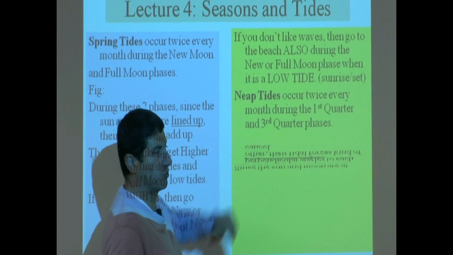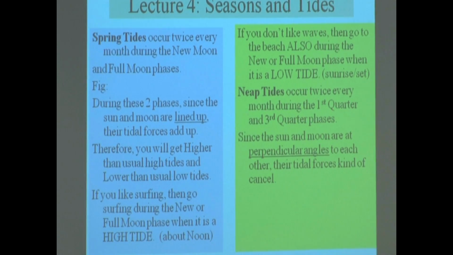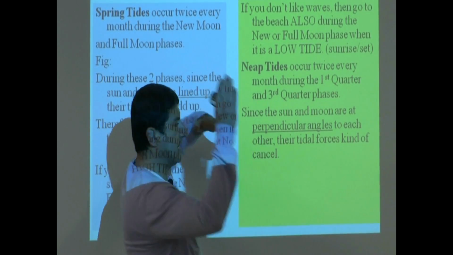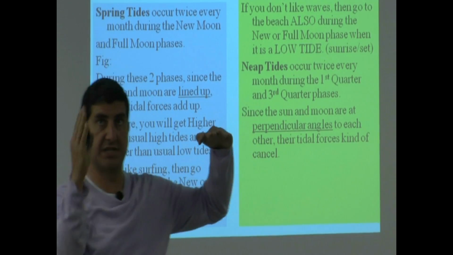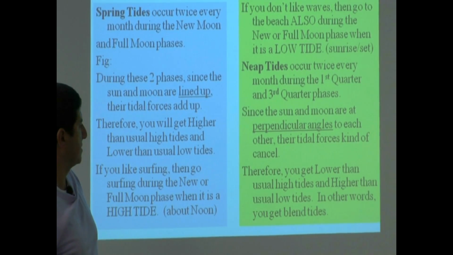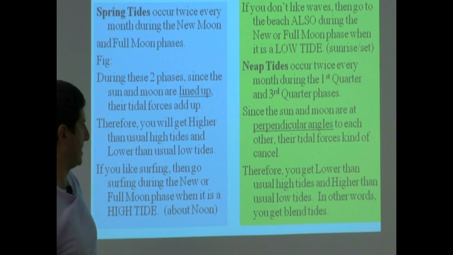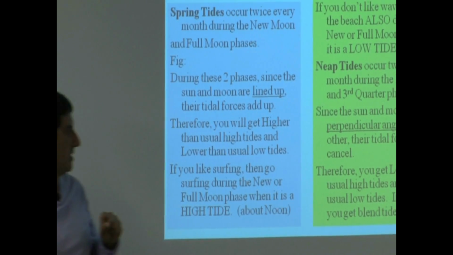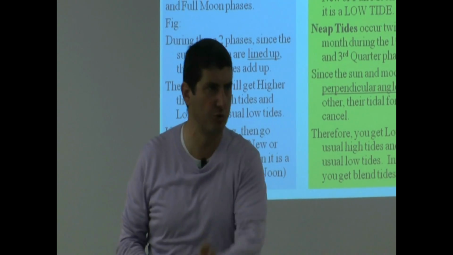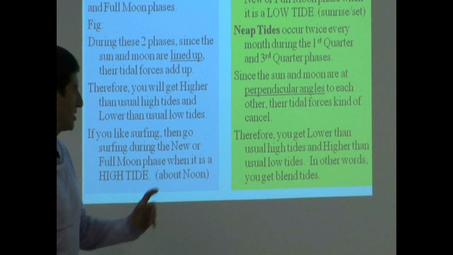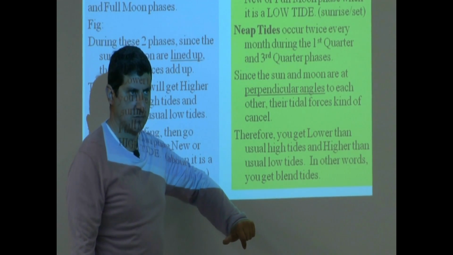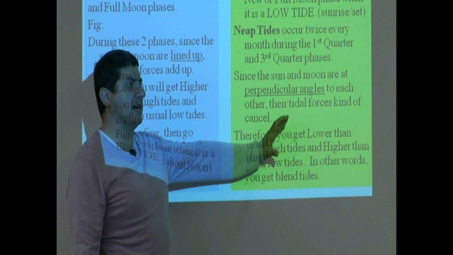And then the neap tides was the other one, the other picture that was shown. They occur twice every month during the first and third quarter phase. Since the sun and the moon are at perpendicular angles to each other, see, one is like this, one is like that, their tidal forces kind of cancel. Therefore, you will get lower than usual high tide and higher than usual low tide. Therefore, the high is not too high, the low is not too low, as I said before. In other words, you get blend tides. So it's not a good day to go to the beach if you either like waves or don't like waves.